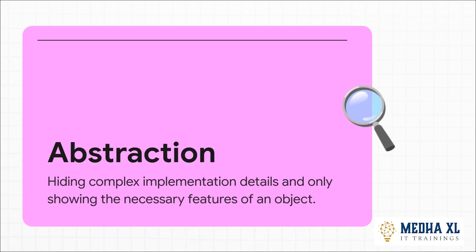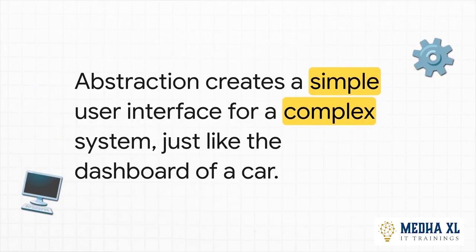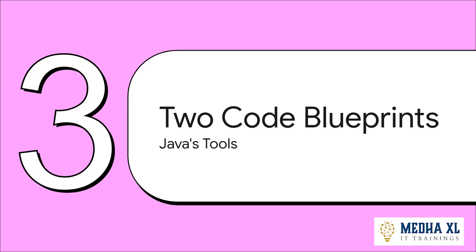When you boil it down, it's just the art of hiding all the complex behind-the-scenes details and only showing the stuff that's absolutely necessary. It is, literally, hiding the engine of our code. You can also think of it like this. Abstraction is all about creating a simple user interface for a really complex system. The steering wheel and pedals are the car's interface. In our code, we build these same kinds of simple dashboards for other parts of the program to use. Okay, so in a language like Java, we have some specific tools in our toolbox to build these kinds of blueprints. Let's look at the two main ways we pull this off.